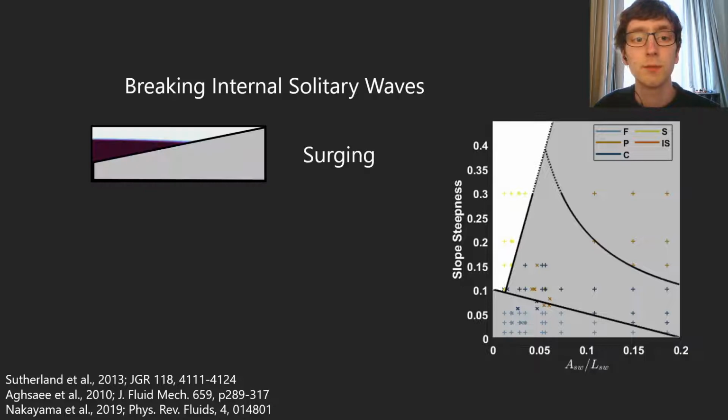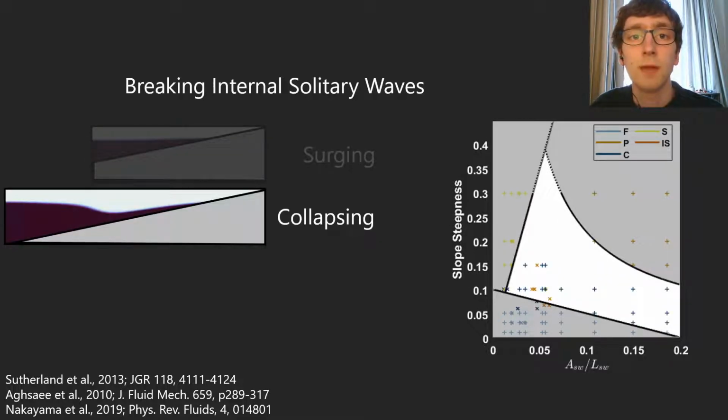So the first of these types of breaker is the surging breaker. This is found where we have small wave amplitudes, and it results in a small wave propagating up the slope and producing a surging bolus which continues upslope.